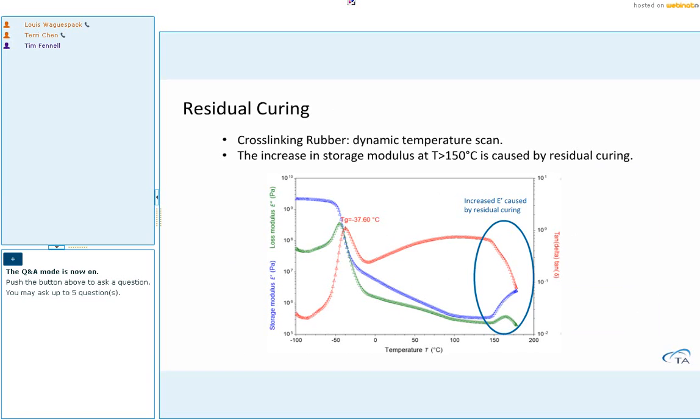But unless you know the sample you're working with is really a thermoset, be careful interpreting this kind of data, because for some linear polymers, partially crystallized linear polymers, this increase in storage modulus after Tg could also be due to some cold crystallization.